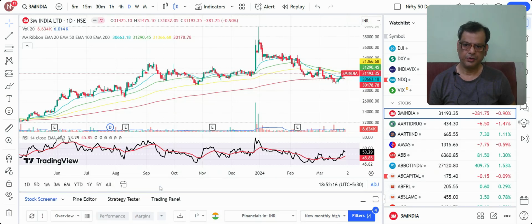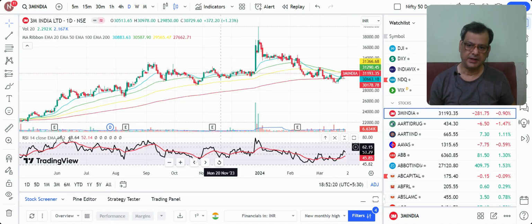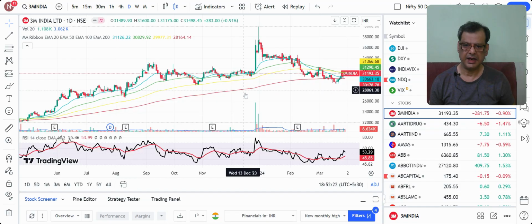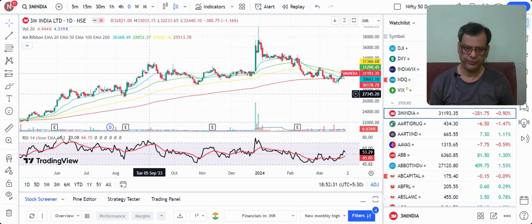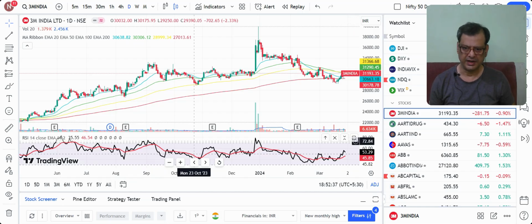Hello friends, we are going to be talking about RSI. RSI basically is a trend following indicator and it is called relative strength index. So I am using TradingView here and I'm just going to go through a few charts to show you what RSI is and what you can do with RSI.